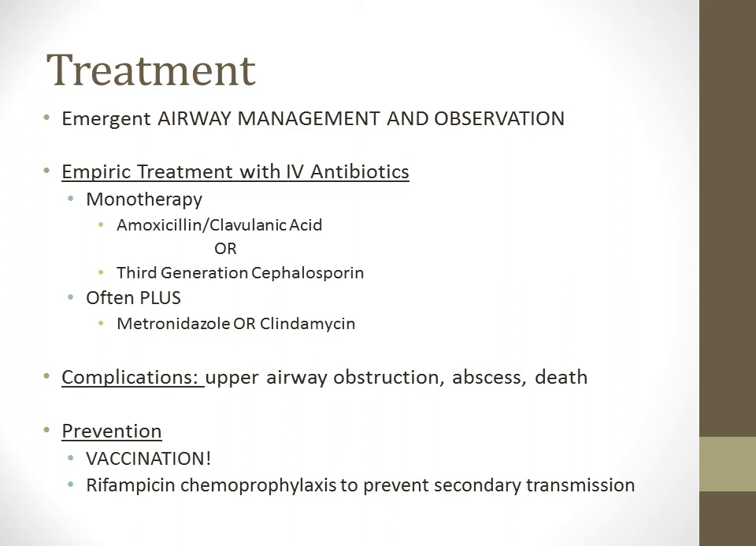So for prevention, like I mentioned before, Hib is the major causative pathogen of epiglottitis. So vaccination, receiving the Hib vaccine, is the most effective method for epiglottitis prevention. Finally, in cases of actual diagnosed epiglottitis, you can give rifampicin chemoprophylaxis to prevent secondary transmission to their close contacts, but that's not typically recommended unless it's caused by Hib. So all the other causative organisms that we listed on the first slide, that wouldn't apply to.